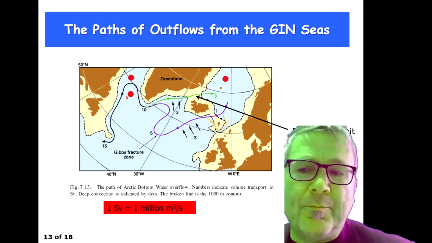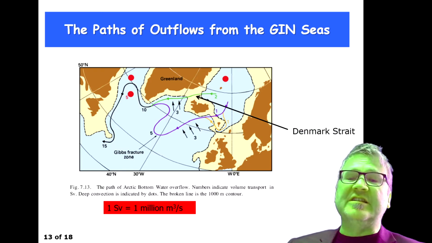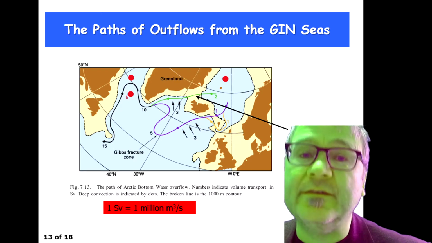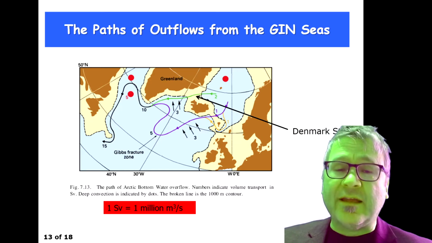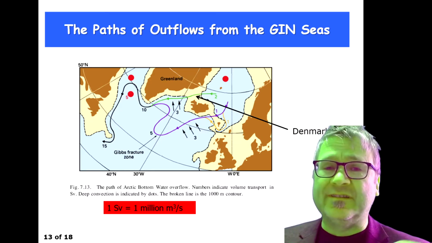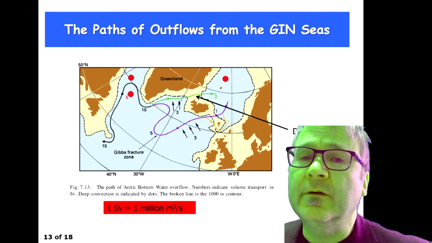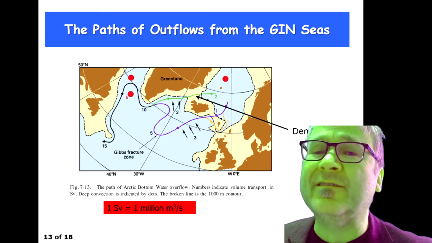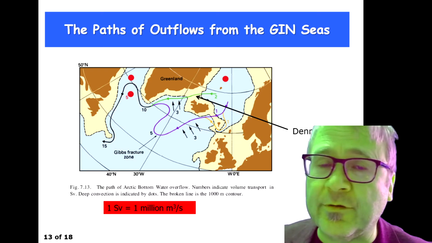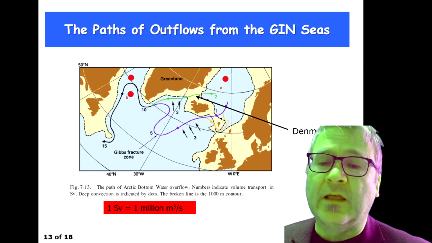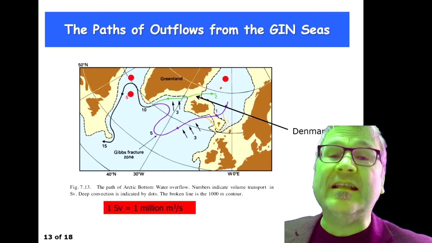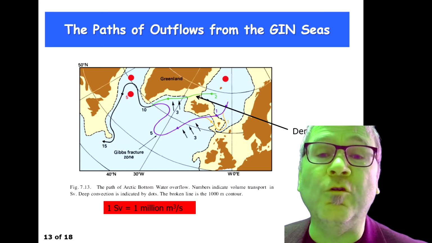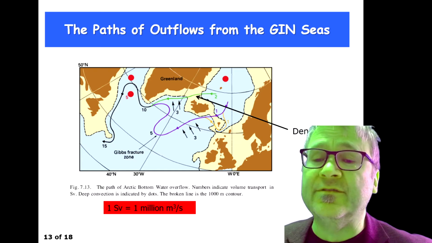So let's have a look at the path of the outflows from the Aegean seas. Okay, we talked about Mediterranean seas. And what you actually get is, because of a density difference across the sills that you have to the west, on both sides of Iceland, you get density-driven overflow. And the pathways and the volume transport is indicated in this sketch.